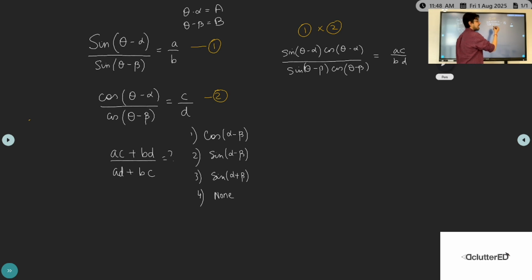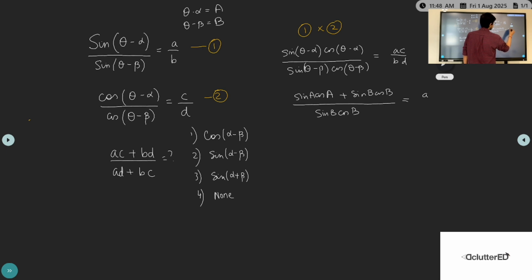Now, I can write, because of the ratio property, (sin A cos A plus sin B cos B) by sin B cos B is (AC plus BD) by BD, and let me call this equation A.